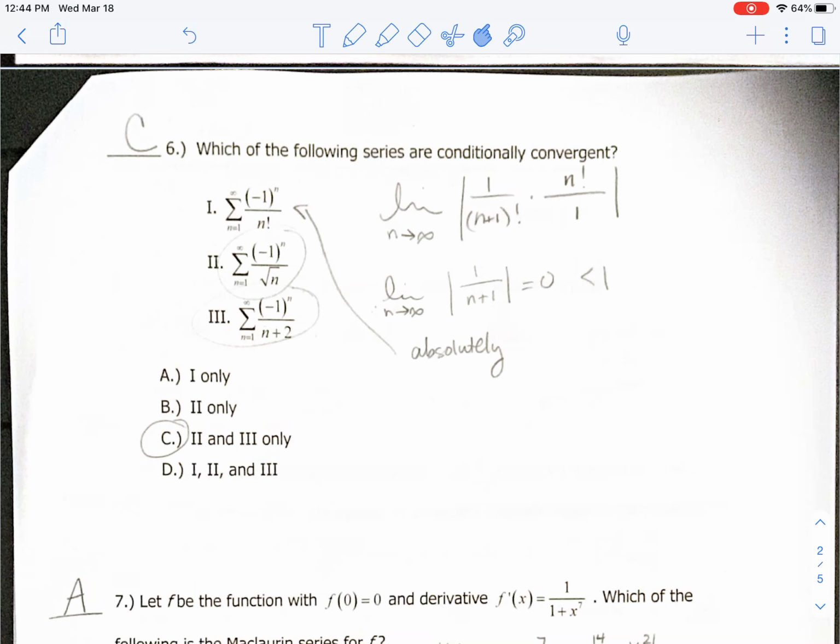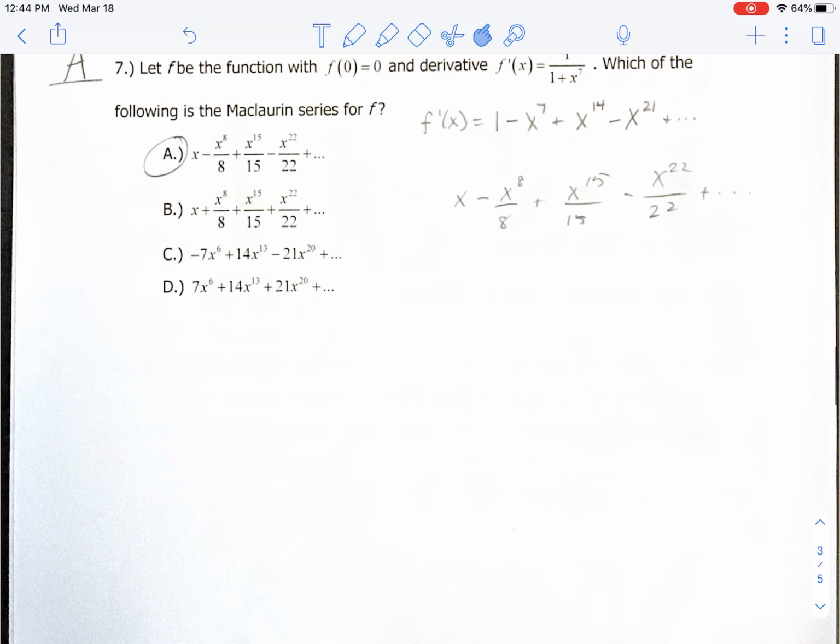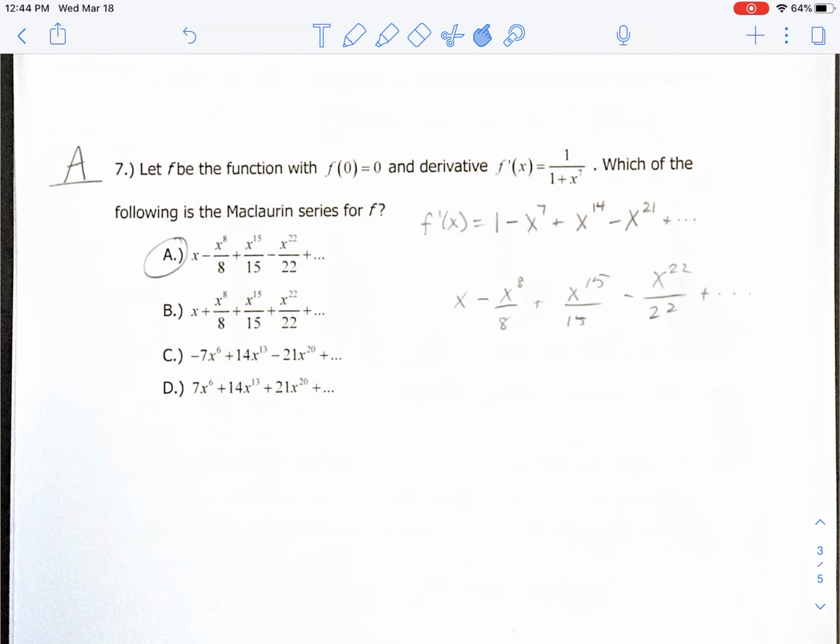All right. Which of the following are conditionally convergent? The first one was absolutely convergent, and then the other two are conditionally convergent. And let's see here, a Maclaurin series for f. First I found the series for f prime using the geometric a over 1 minus r, and then I integrate term by term to get the series for f.